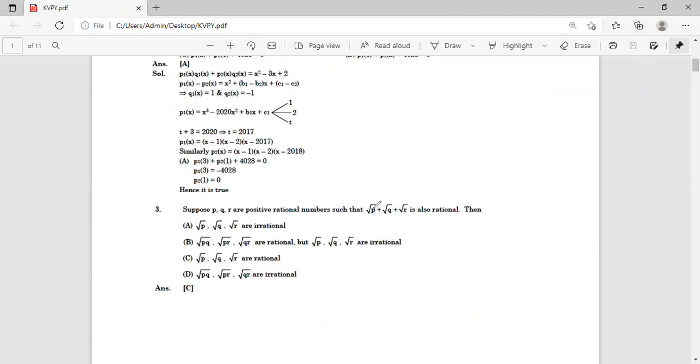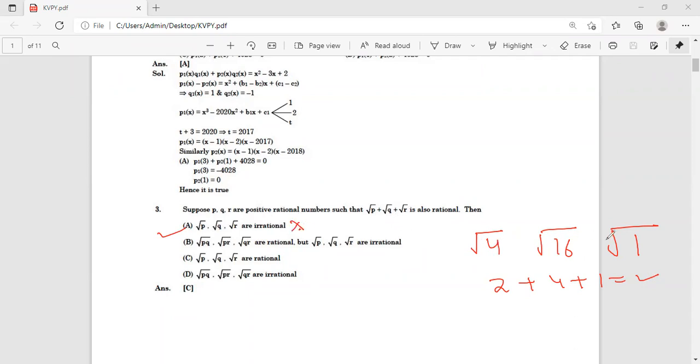See, actually you can just take some example also to see. Most of the time apply this shortcut. Suppose I take some rational numbers such that root P is also rational. So maybe 4, 16 and 1. So root P plus root Q plus root R is also rational here. So the condition is satisfied. So "root P, root Q, root R are irrational" is not true because I have taken them rational. It is working. Option C seems to be true, but it may not always be true.